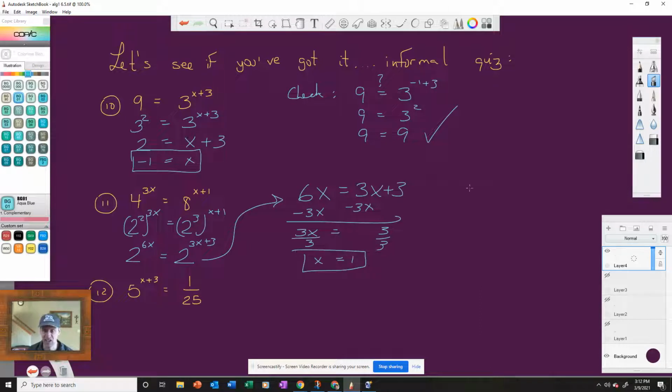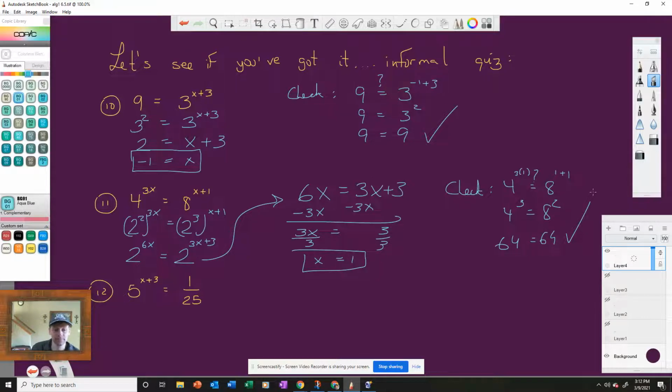All right, let's check it. Let's make sure we got this right. So I'm going to think that x is 1. So 4 to the power of 3 times 1 equals 8 to the power of 1 plus 1. So that is 4 to the third equals 8 squared. 4 to the third is 4 times 4 times 4, which is 64. And 8 to the second is also 64. So it checks out. So you should have had x equals 1.